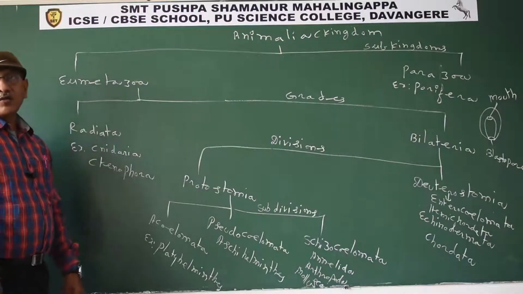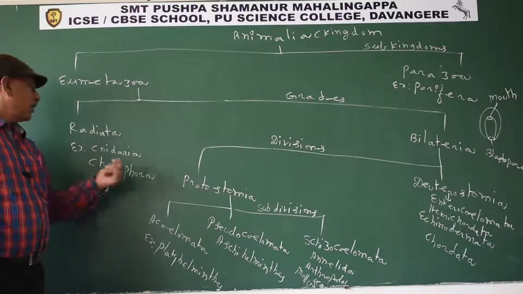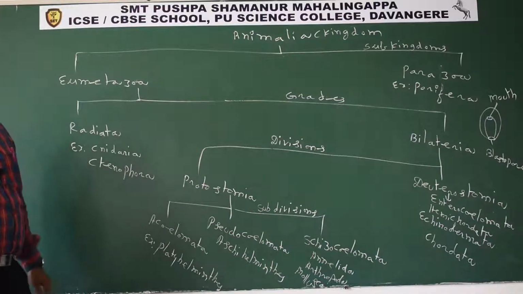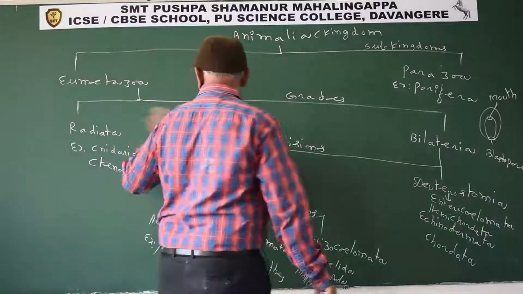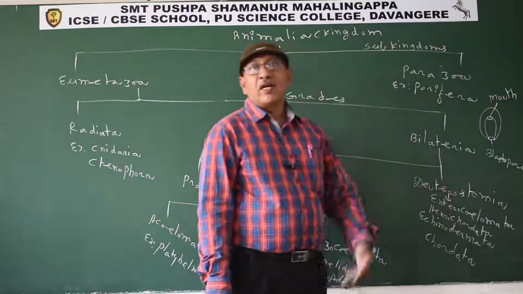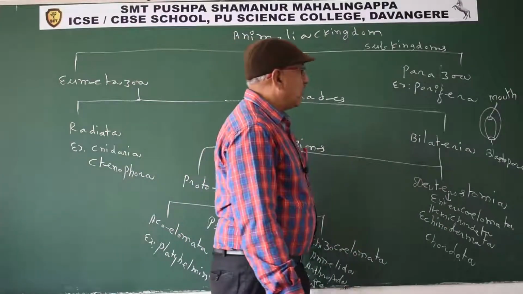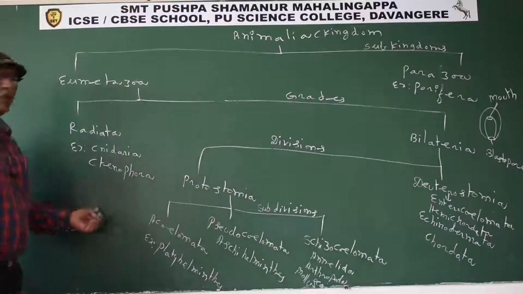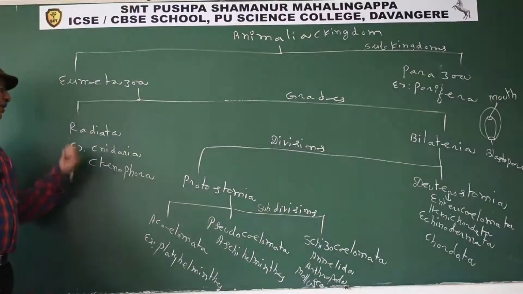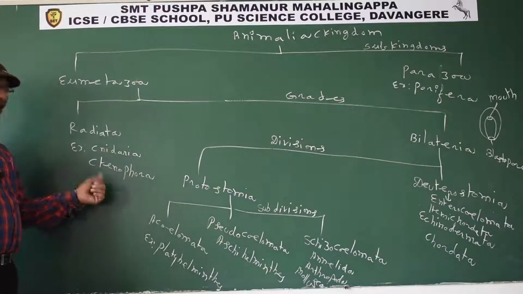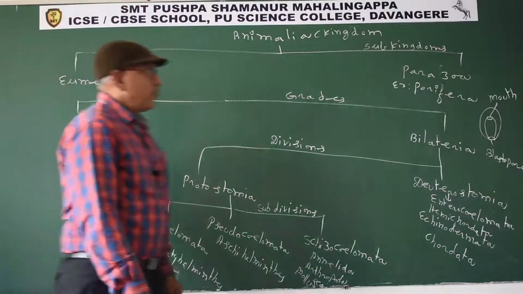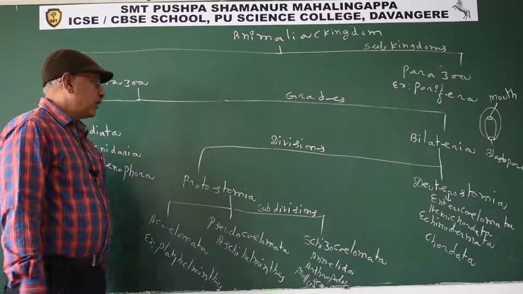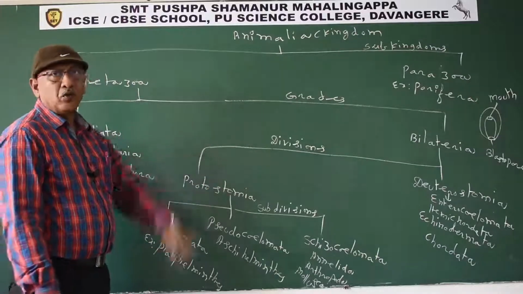Members of Eumetazoa that exhibit radial symmetry are included in grade Radiata. Example, Cnidaria, Ctenophora. Members of Eumetazoa that exhibit bilateral symmetry are included in grade Bilateria. Only two phyla are included in grade Radiata, Cnidaria and Ctenophora. Bilateria is classified into two divisions, Protostomia and Deuterostomia.